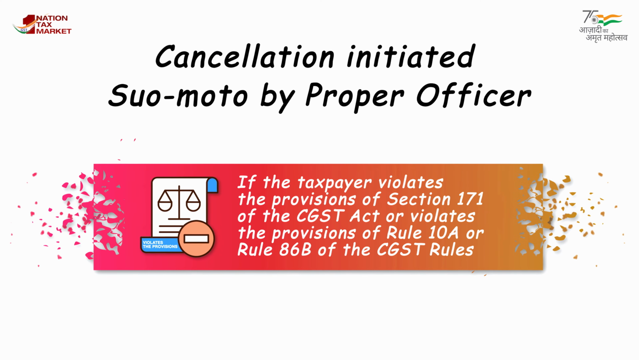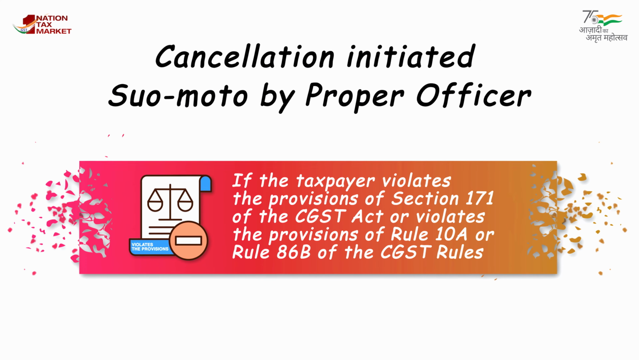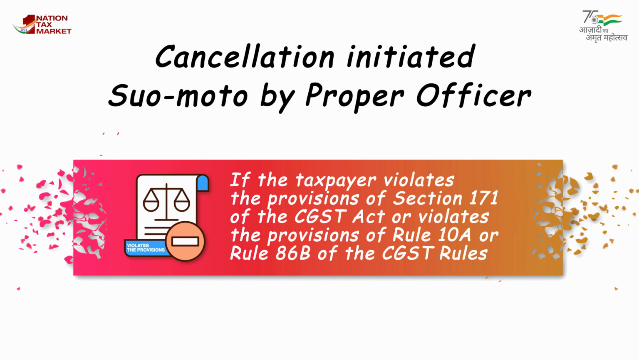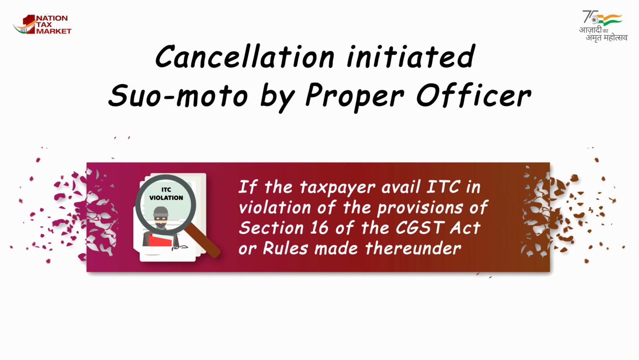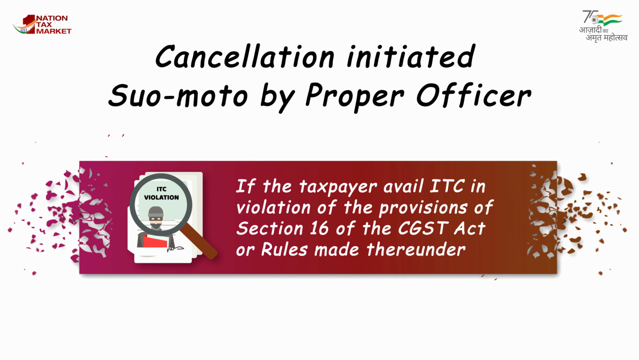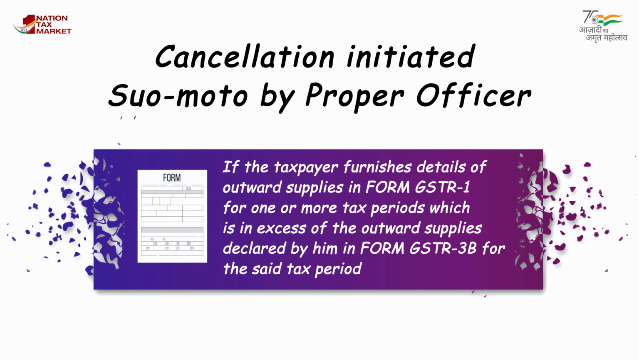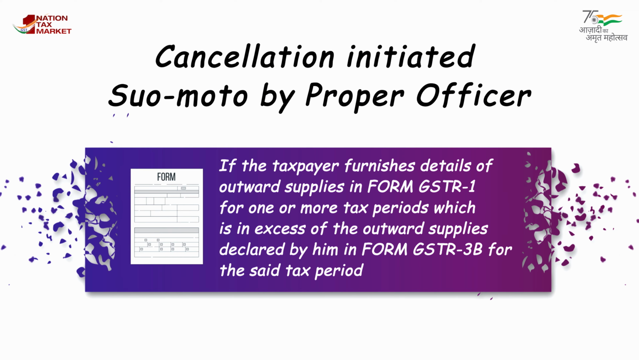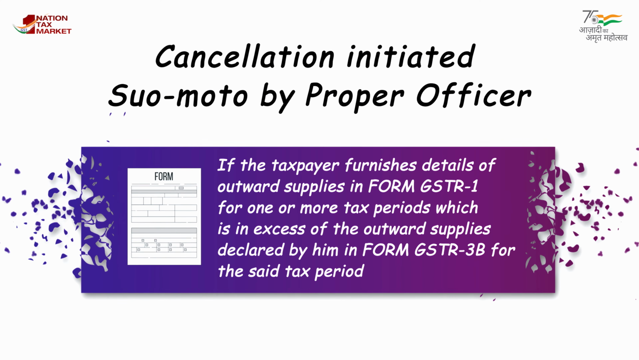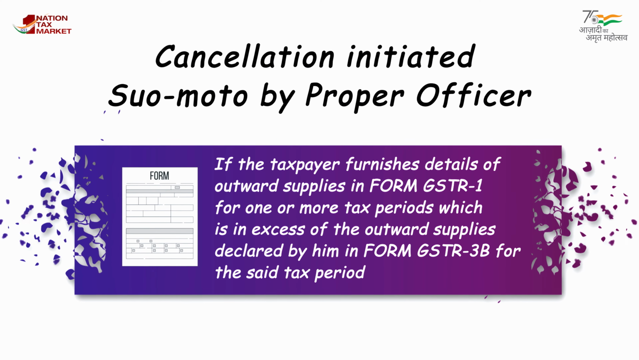if the taxpayer violates the provisions of Section 171 of the CGST Act or violates the provisions of Rule 10A or Rule 86B of the CGST Rules. If the taxpayer avails ITC in violation of the provisions of Section 16 of the CGST Act or rules made thereunder. If the taxpayer furnishes details of outward supplies in Form GSTR-1 for one or more tax periods, which is in excess of the outward supplies declared by him in Form GSTR-3B for the said tax period.